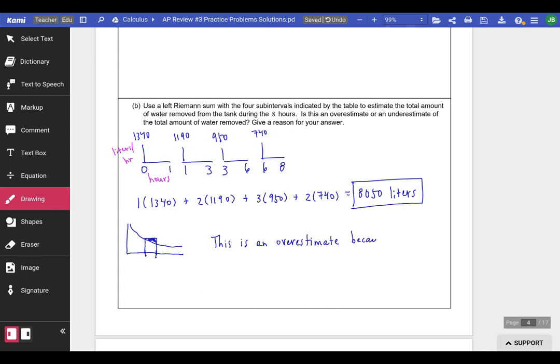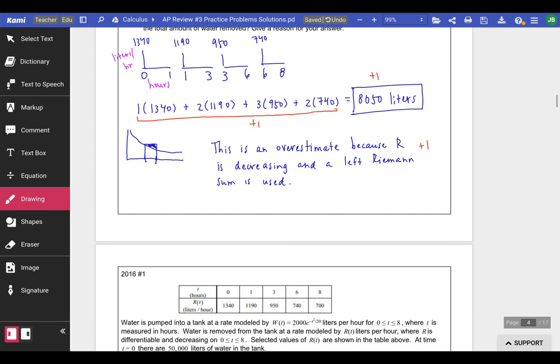So we should say this is an overestimate because our function R is decreasing and a left Riemann sum is used. Okay. For points for this one, they gave 1 point just for setting up the Riemann sum. They gave a point for that value, and then a point for stating it was an overestimate with your reason.